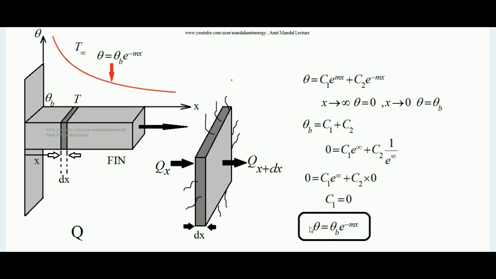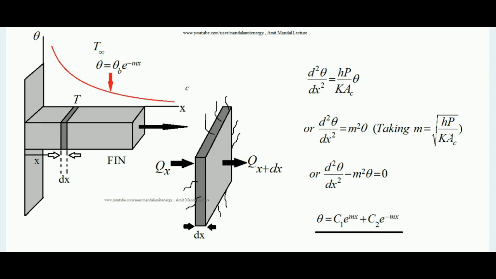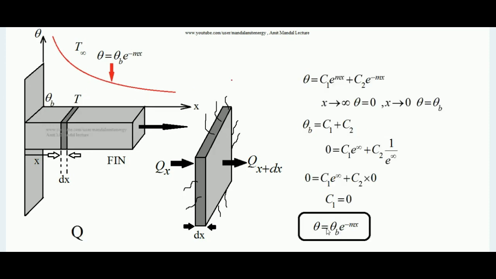So at any place, if I want to know theta, it equals the base temperature difference times e to the power minus mx. Here m is root hP by kAc, which is a constant, and x is the distance from the base of the fin. So we have derived this temperature profile equation for the infinitely long fin. Hope you understood this analysis. Thank you.